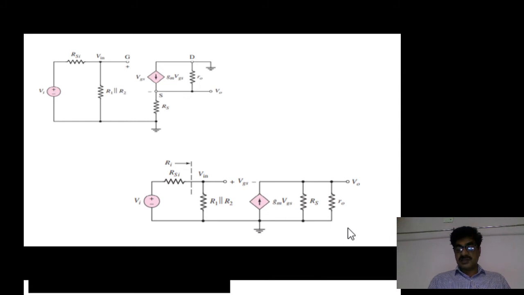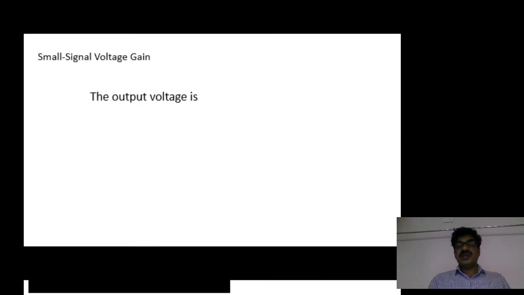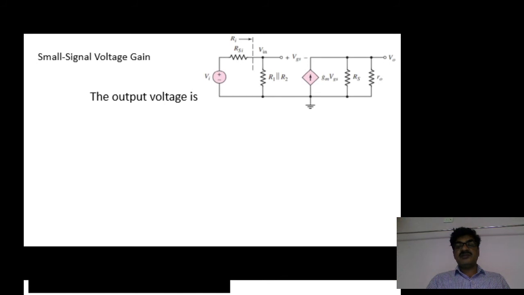Now from this, as usual, first of all I am going to derive the voltage gain. The voltage gain is the ratio of output voltage divided by input voltage. Here the output voltage is the drop across the parallel combination of RS and small r naught.